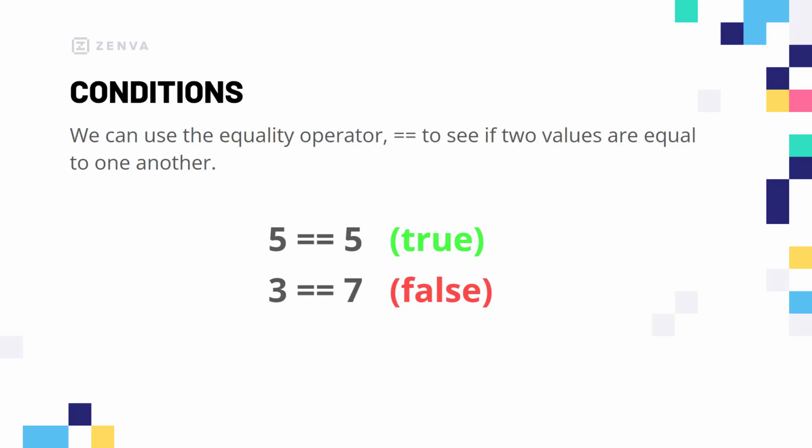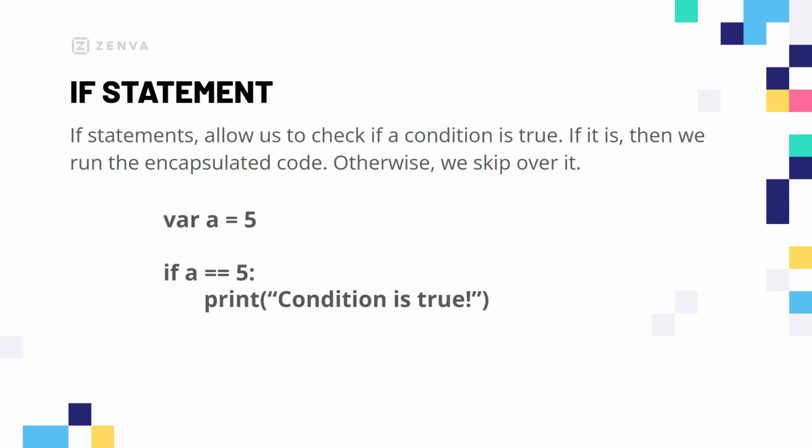So what do we do with these things? Well, we then plug this into what's known as an if statement. If statements allow us to check to see if a condition is true. If the condition is true, then we run the encapsulated code. Otherwise, we skip over it. You can think of an if statement basically as a way of branching our code, okay? Because at the moment, we're sort of just running every single line of code that we come across, whereas if statements finally allow us to not run code or do run code if certain things are true.